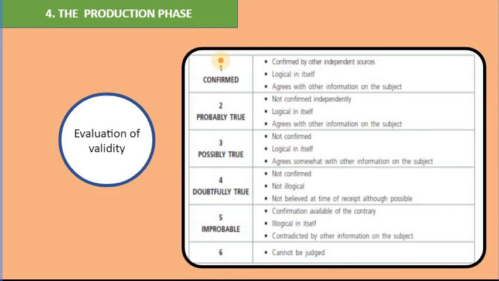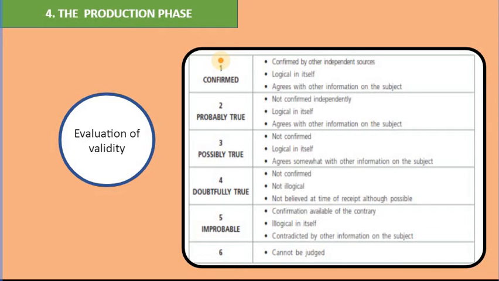Okay? Number 1 code, it means confirmed. Ibig sabihin to, parang confirm na confirm, totoo, reliable, parang totoo yung binigay nilang information. Sabi nga niya, it was confirmed by other independent sources. For example, nagtanong ka sa NBI, tapos ganun ang sagot nila, nagtanong ka sa PNP, nag-confirm nila yung binigay ng NBI. Ibig sabihin, confirmed, totoo. So, logical in itself, agrees with the other information on the subject.